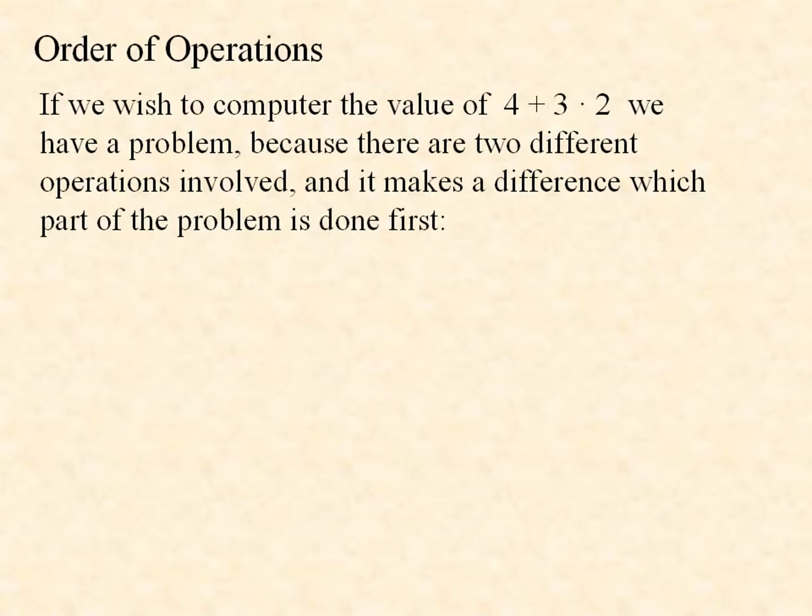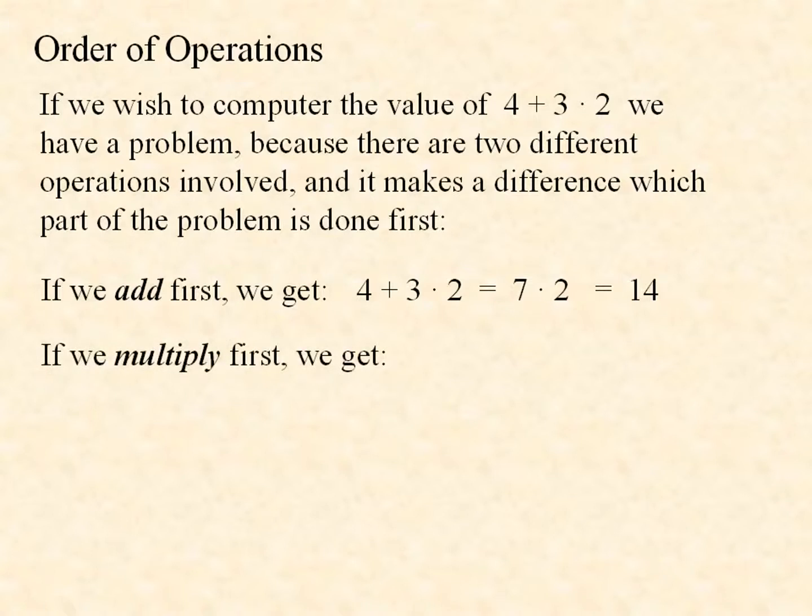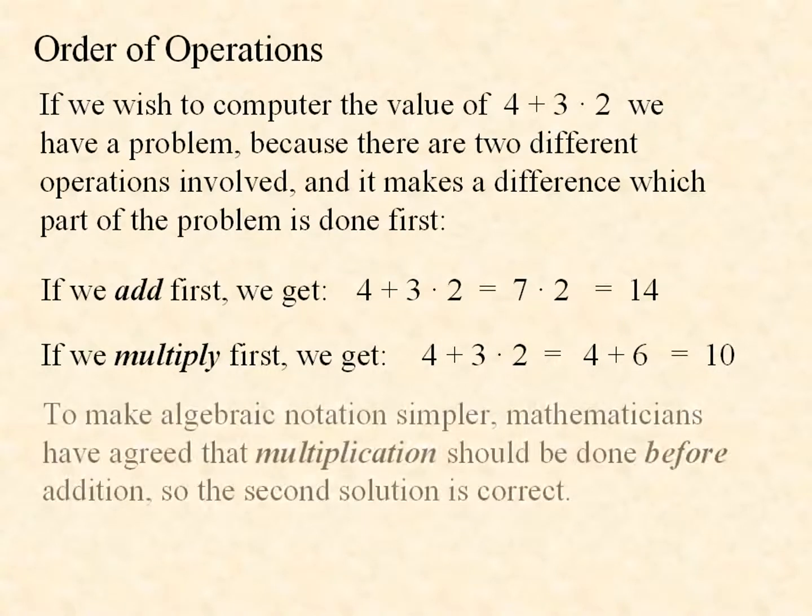Now we consider order of operations. If we wish to compute the value of 4 plus 3 times 2, we have a problem because there are two different operations involved, and it makes a difference which part of the problem is done first. If we add first, we get 7 times 2, which gives us 14. If we multiply first, we get 4 plus 6, which gives us 10. To make algebraic notation simpler, mathematicians have agreed that multiplication should be done before addition, so the second solution is correct.